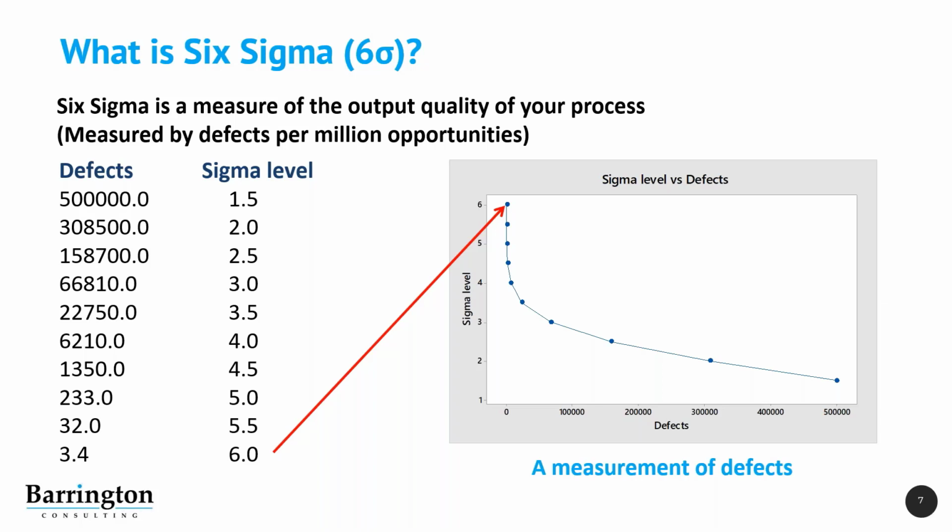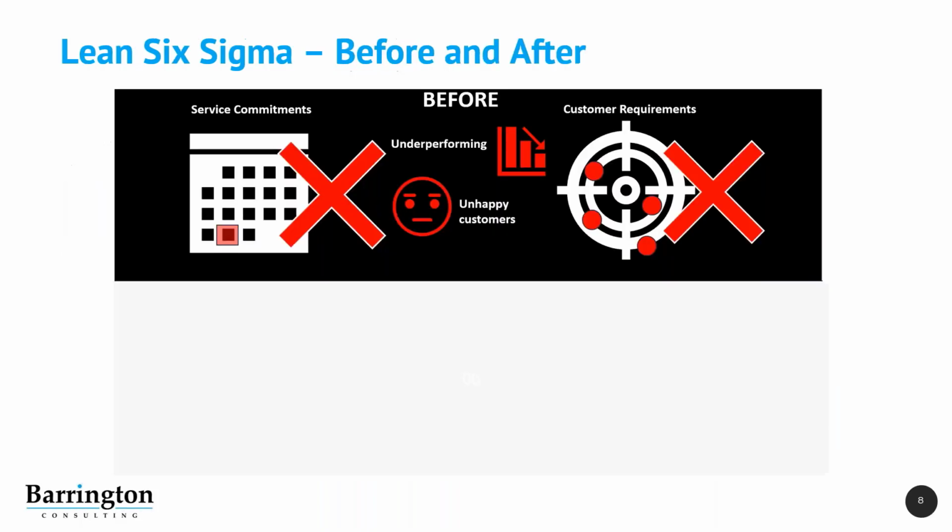When Lean Six Sigma is typically used in an organization for a project, we typically see some standard things. Before the use of a project, we might see that we're not able to hit our service commitments. So we're not able to deliver enough product, process enough applications, or deliver enough grants, whatever that may be, by a certain date. You may also see that our ability to meet our customer requirements is all over the place. There's a lot of variation in the process. We're not being very repeatable. In essence, you might see some underperformance and maybe even some unhappy customers.